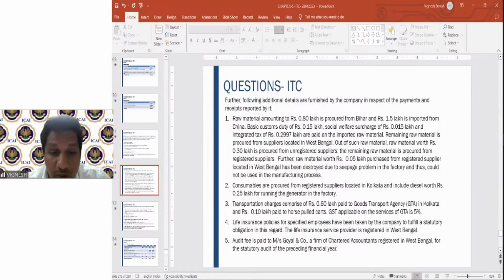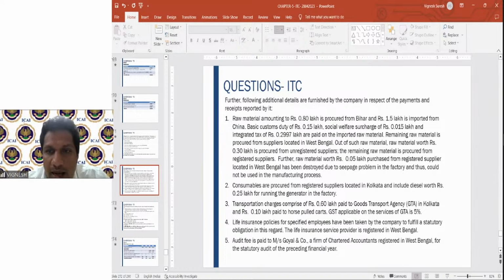So we have to work out the remaining raw material which is left out, which is purchased from West Bengal. So what is the total raw material? It is 3,50,000. From 3,50,000, what all do you have to remove? First, you will remove 1,50,000, which is imported from China. Then you'll remove 80,000 which you have procured from Bihar.